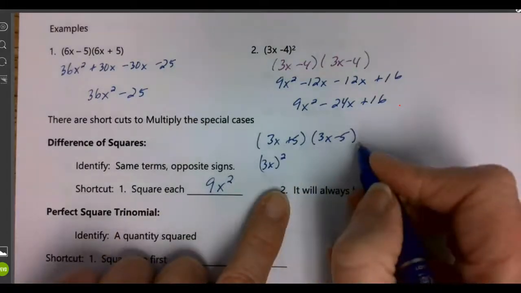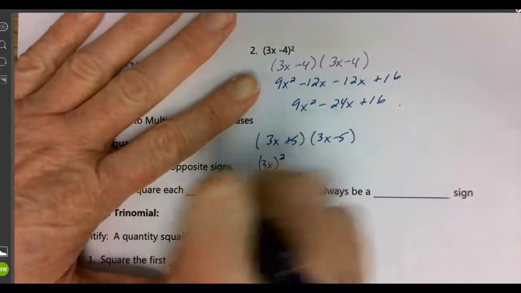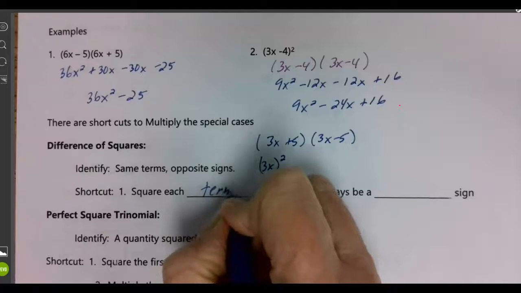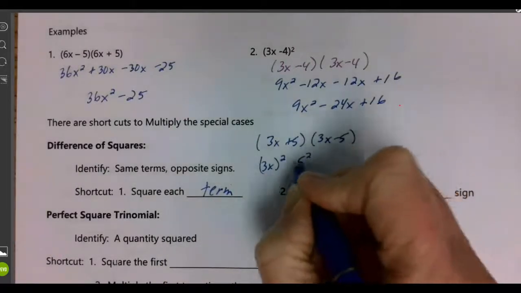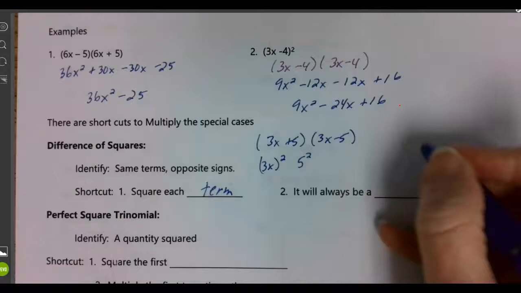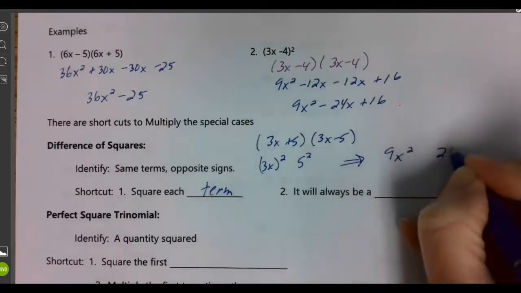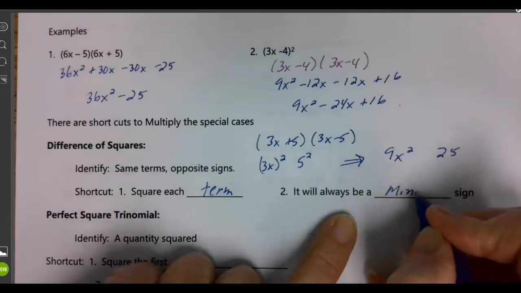And then I'm going to square the last term. Square each term. What am I doing? Square each term. And I'm going to take 5 and square it. So I have 9x squared, and I have 25. It will always be a minus sign.